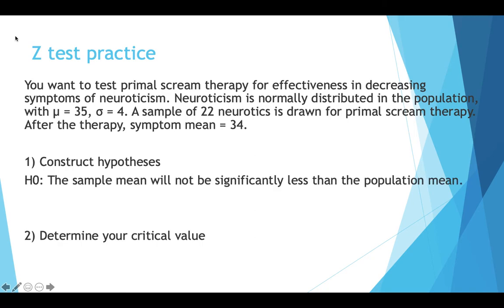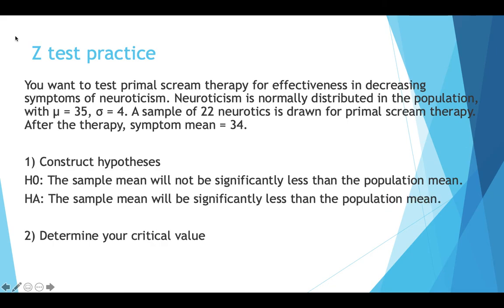Our null hypothesis here is that our sample mean will not be significantly less than the population mean. So the idea here is that primal scream therapy will decrease symptoms of neuroticism, so you think your sample will be less than the population mean. Alternative hypothesis: the sample mean will be significantly less than the population mean.